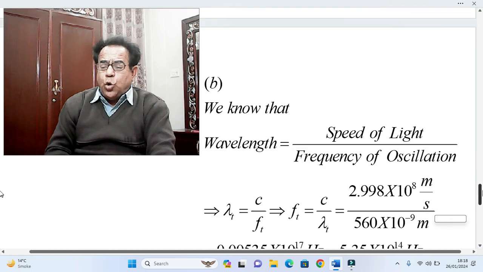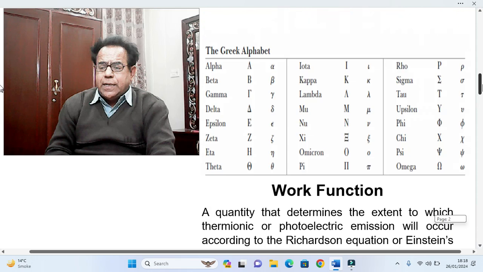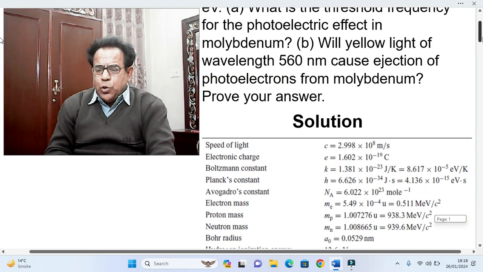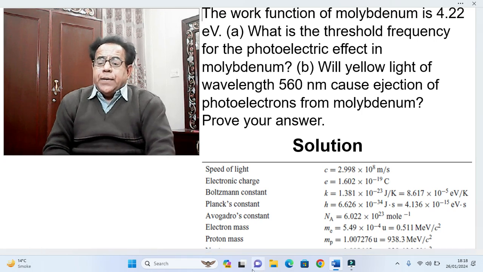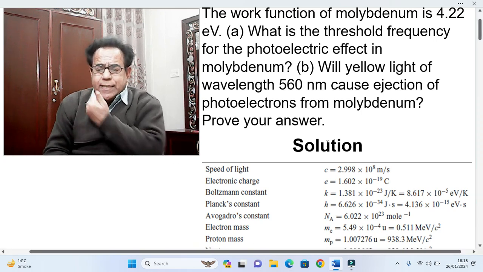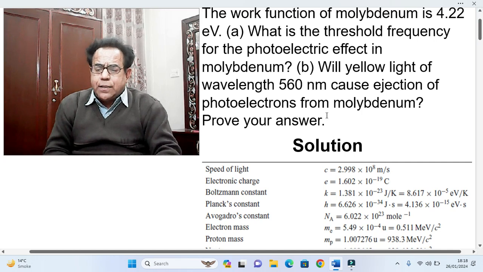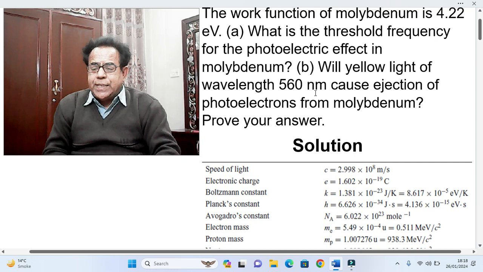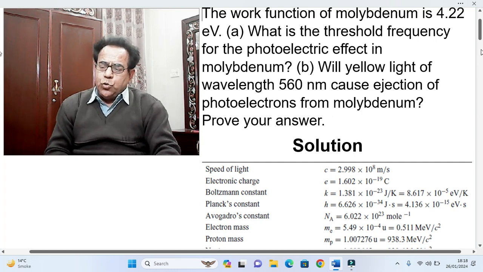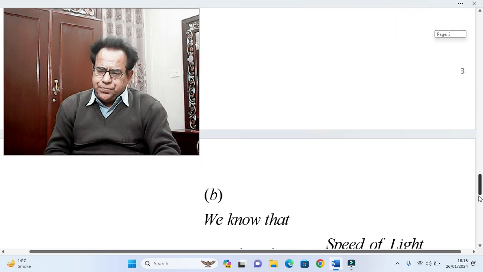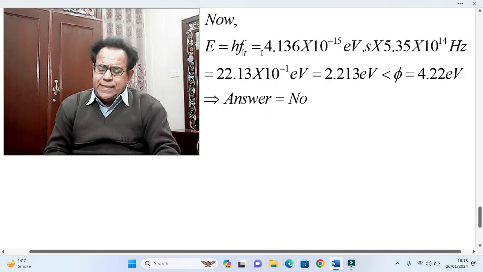What does no mean? In order to explain the meaning of no: will yellow light of wavelength 560 nanometer cause ejection of photoelectrons from molybdenum? So here no means that yellow light of wavelength 560 nanometer will not cause ejection of photoelectrons from molybdenum. So this is the end of our problem. This was the significance of no.